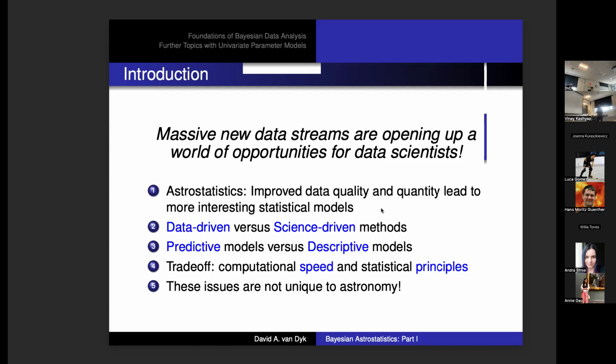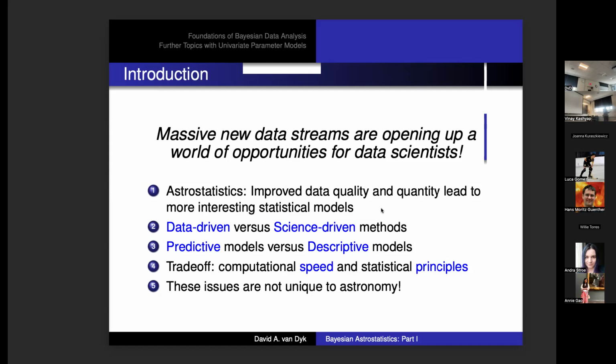Predictive models versus descriptive models. Again, predictive models means I want to predict what's going to happen next. If I'm Google and I'm going to put an ad in front of you, I don't care why you click on the ad. I just care if you're going to click on the ad. Whereas in a science setting, the why is the whole point, right? So some methods are more attuned to asking the why questions, and not just trying to do prediction.